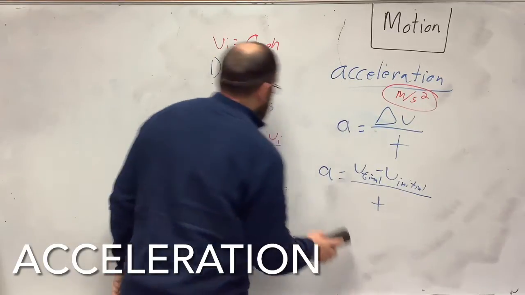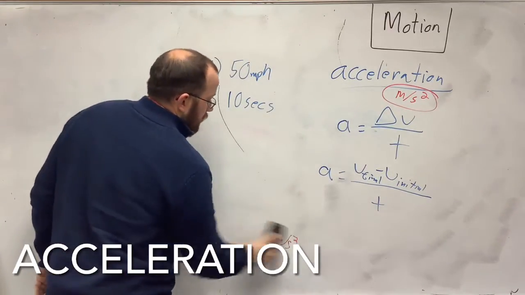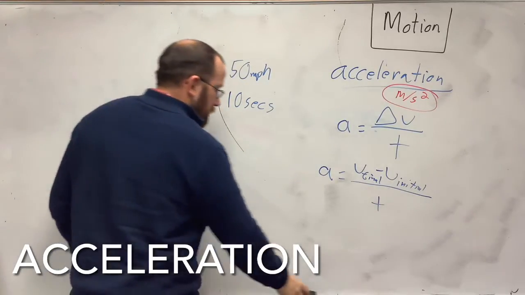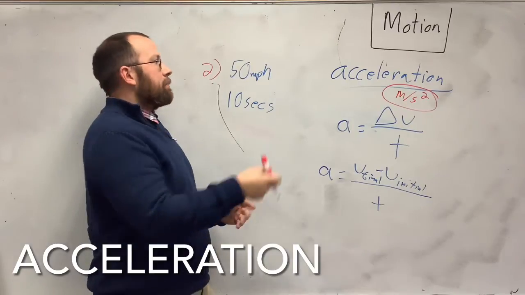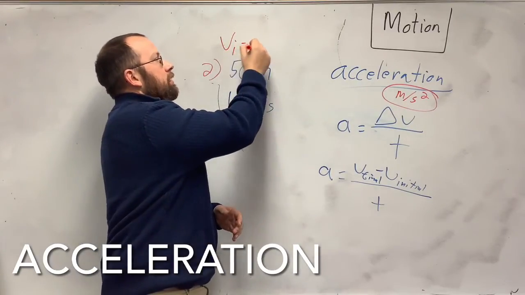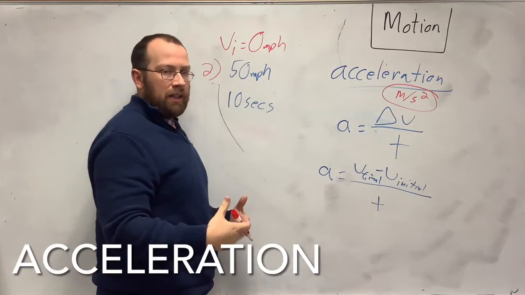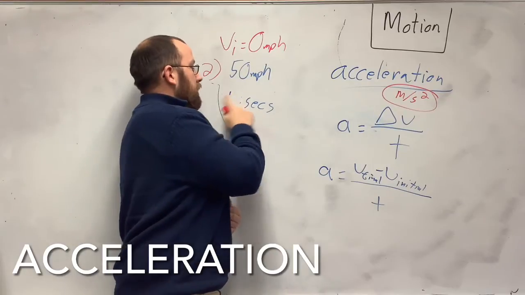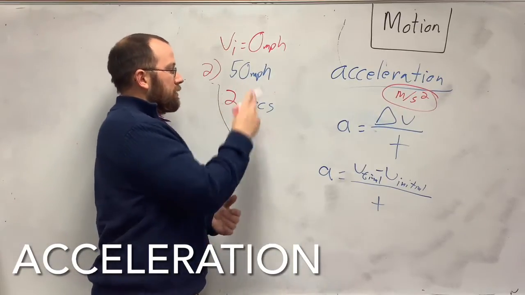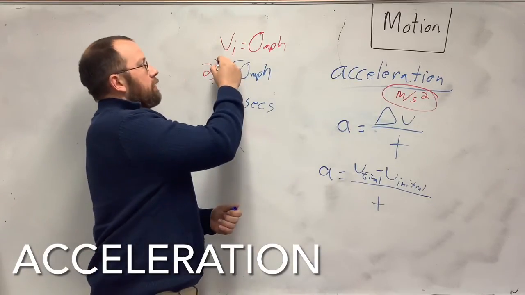Now what if we change this around and said we started from a stop? So that would make our initial velocity 0 miles per hour. So we were stopped at a red light, and then we speed up to 50 miles per hour in, let's say, 2 seconds. Now this changes the entire thing.